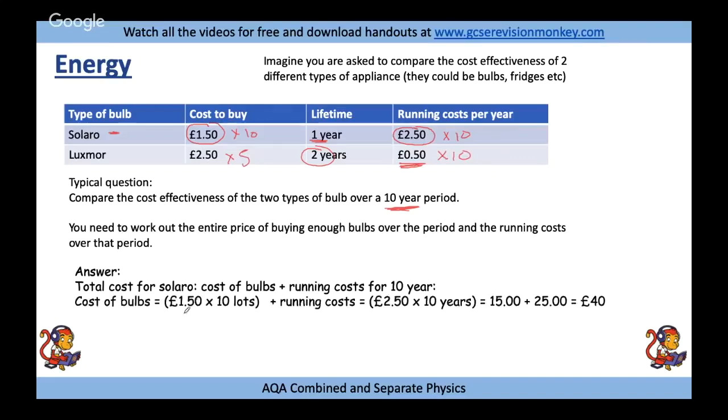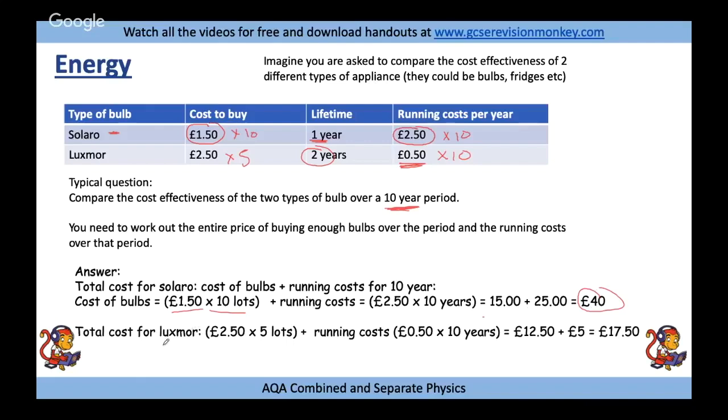So here's my calculations then. Cost of the bulb, £1.50 times 10. You can see up here. Running costs, £2.50 times 10. So I add those 2 values together, making Solaro bulbs cost £40 over 10 years. Next, Luxmore bulbs, £2.50 times 5. It's 5 because each one lasts for 2 years and I've got to cover 10 years. So £2.50 times 5. Running costs, 50p times 10 years, giving me a total of, just adding those 2 values together, £17.50. Okay, so I can see my conclusion is Luxmore bulbs are more cost effective.